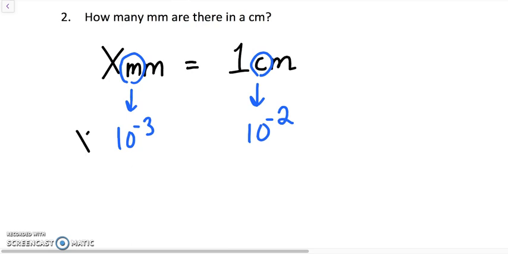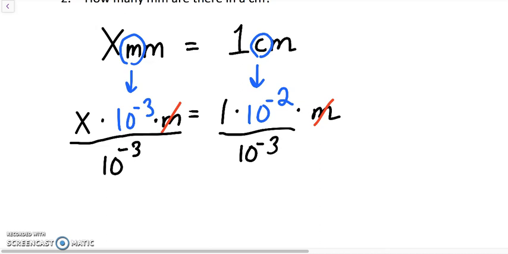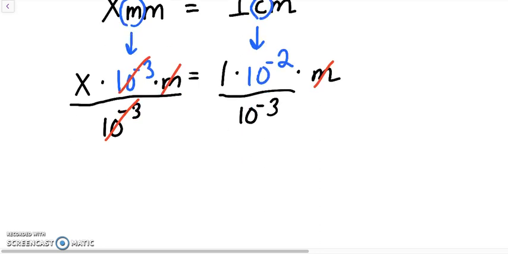Everything else I'm going to bring down: X, meter, and then meter here. Since meters are on both sides, I'm going to cancel this out. And now I want to get this X by itself, and I'll do that by using the opposite operation to get rid of that 10 to the negative 3. It gets rid of this, gets rid of that. So now this is what I'm left with.